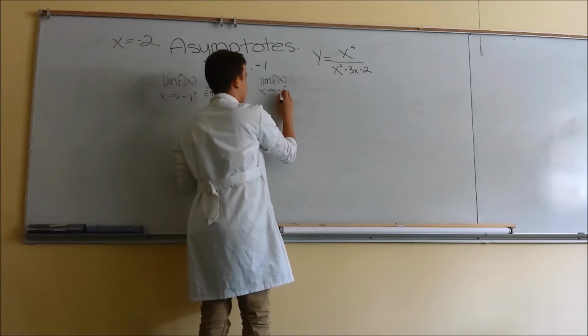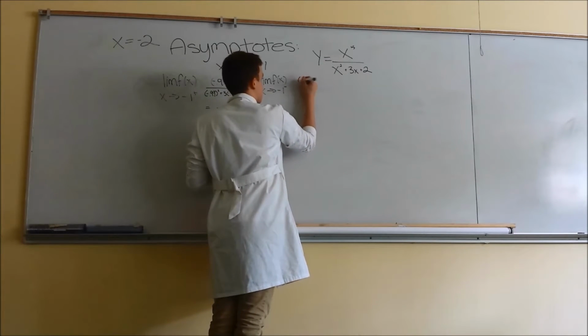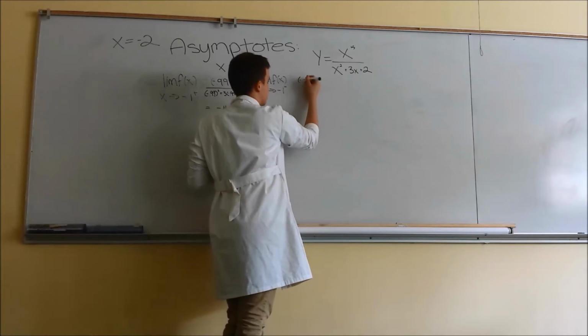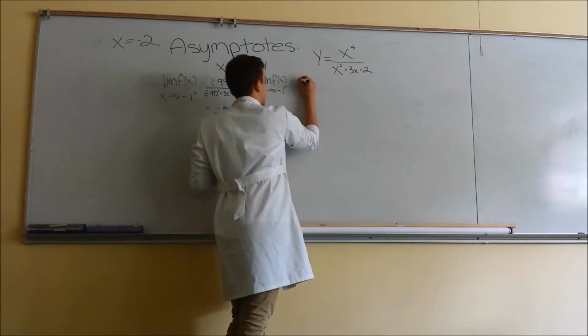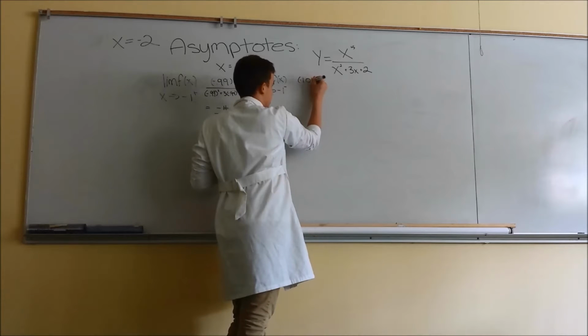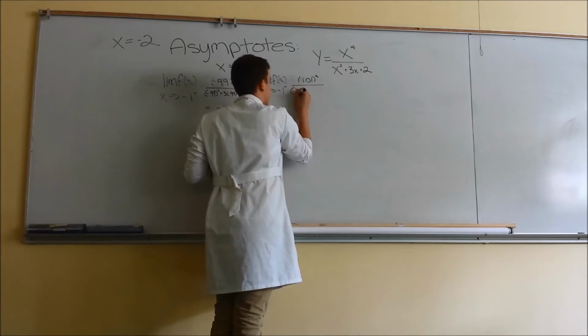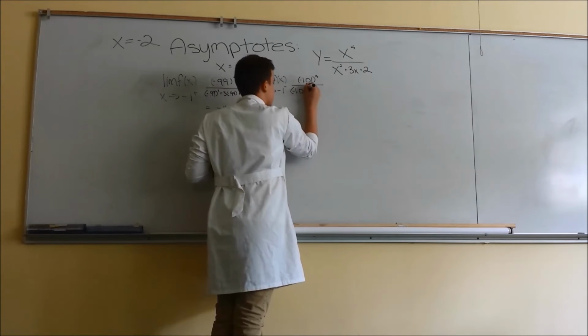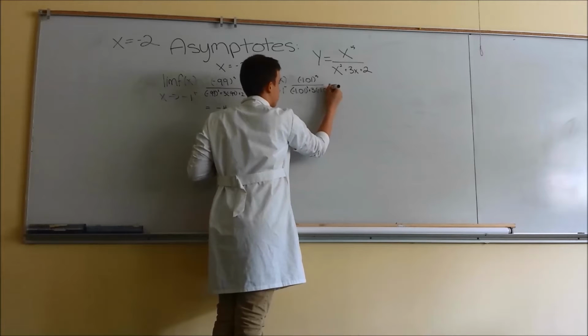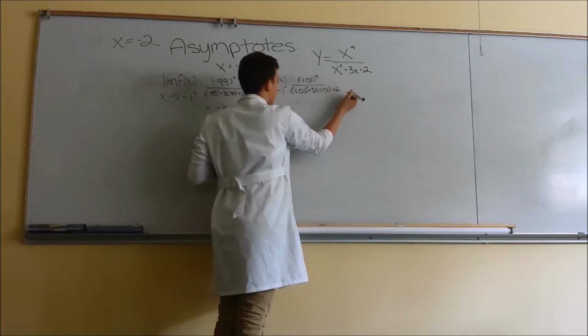And if we approach -1 from the left side, we have to plug in a number that's close to -1, but just a little bit below it. So -1.01, let's say, to the power of 5, all over -1.01 squared, plus 3 times -1.01, plus 2.